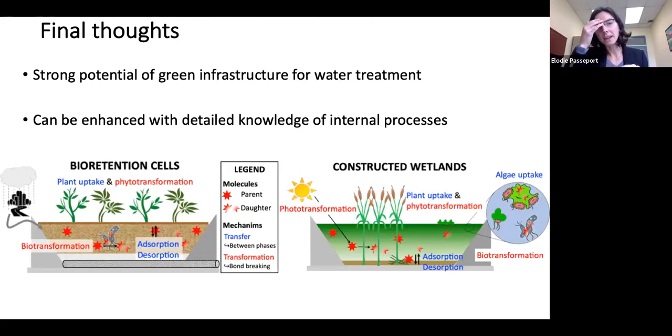Okay, I'll just conclude by saying that there is potential in this green infrastructure for water treatment, but this potential is not fully exploited yet. And I strongly believe that by better understanding the hydrological processes and biogeochemical processes that control these different transformation reaction mechanisms, this new knowledge can really help us inform which green infrastructure can work, how to design them, and how to operate them so that we can get more efficient and more robust water treatment.